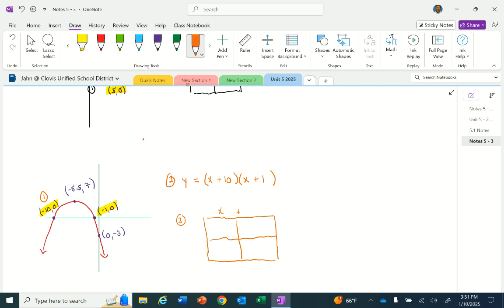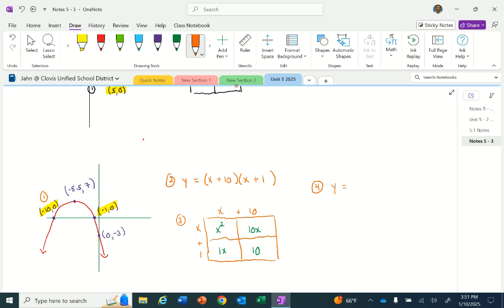X plus 10, I'm going to put along the top. X plus 1, I'm going to put along the outside on the left. And then I'm going to fill out the 4 pieces of my area model. Top left is x squared. Top right would be a 10x. Bottom right portion would be a 10. And bottom left portion would be a 1x, or just an x. Okay, which leads me to step number 4, which is going to give me my equation.